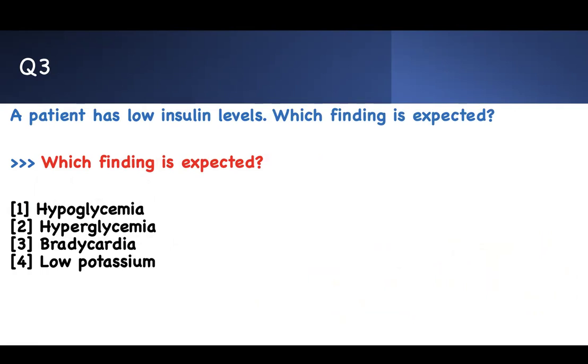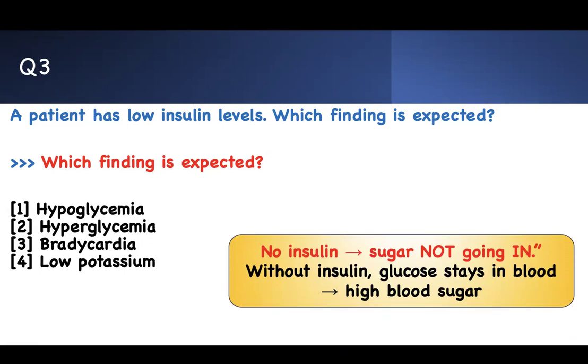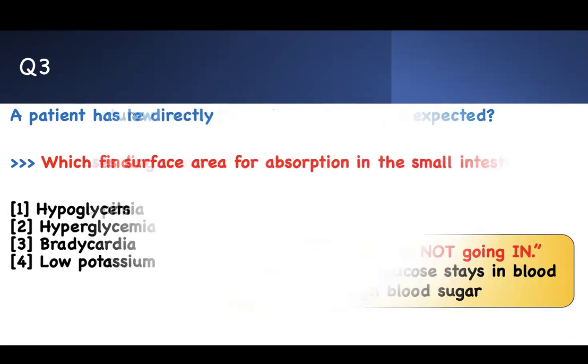What does insulin do? It pushes glucose inside the cell. If there is no insulin, glucose stay outside the cell. Therefore, if you stay outside the cell, it's going to be higher. Higher means hyper, and hyper is glycemia. Keyword, buzzword, no insulin, sugar does not go in. Sugar remain outside, and therefore your sugar go up. Number two is your right answer.